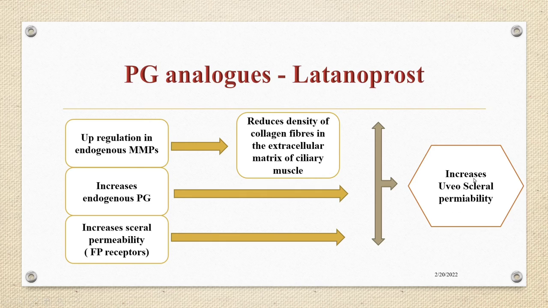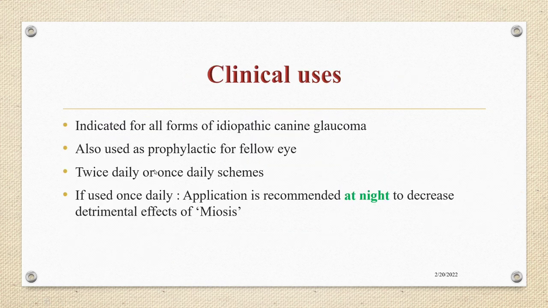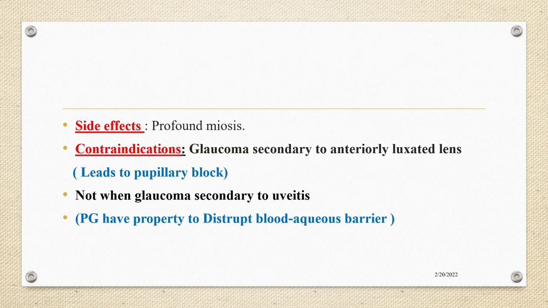This is an alternate pathway. So this is useful in case of primary angle closure glaucoma, where the conventional pathway is totally lost. So, clinical uses. It can be used in all forms of glaucoma, but it is mostly helpful in primary angle closure glaucoma. We can use it as a prophylactic therapy also. Application is recommended at night to decrease the detrimental effects of miosis, because these prostaglandins have very profound miosis as a side effect.